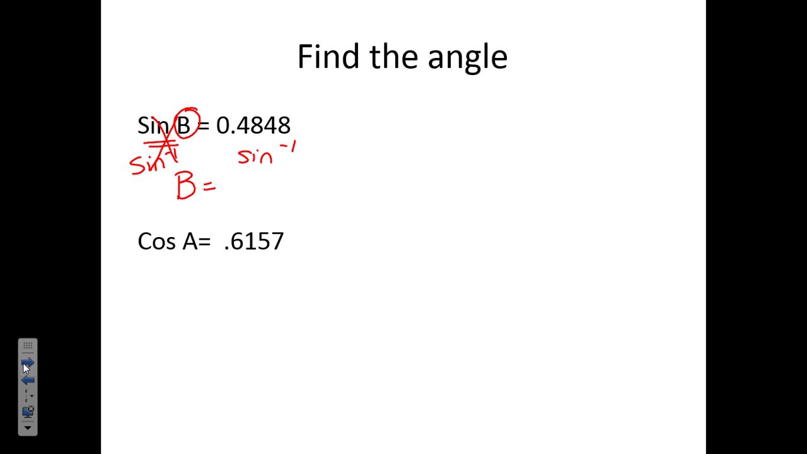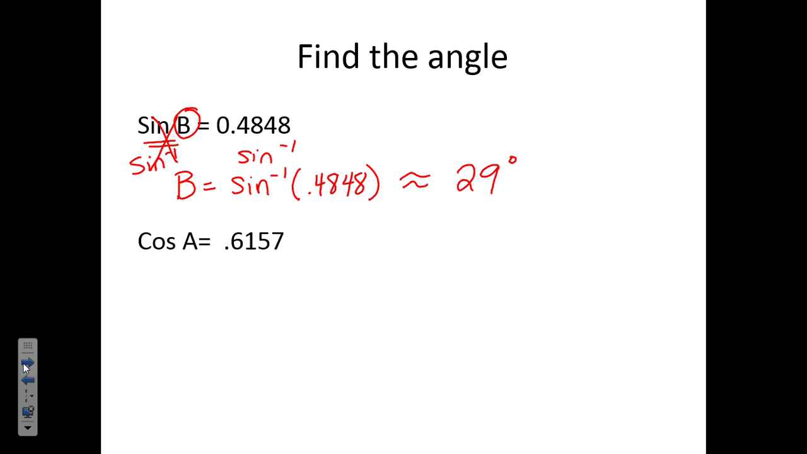So B would become whatever my calculator says when I type in sine -1 or inverse sine of 0.4848. So instead of typing in a fraction here, we're just going to type in a decimal value. And in the same way, that calculator is going to be able to tell us what that angle is. Inverse sine of 0.4848 is approximately 29 degrees.